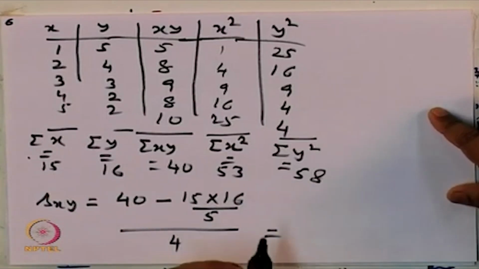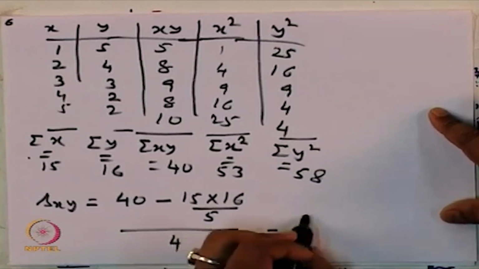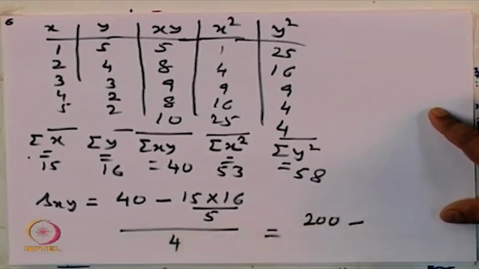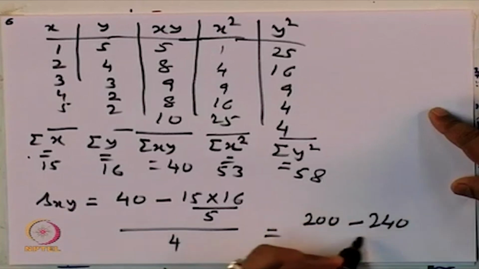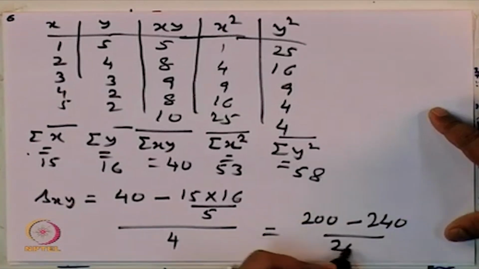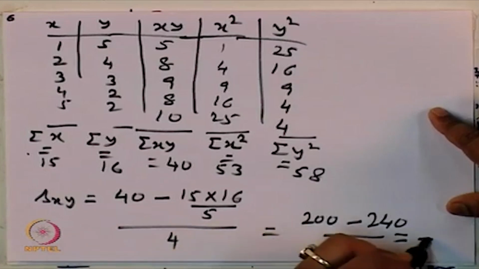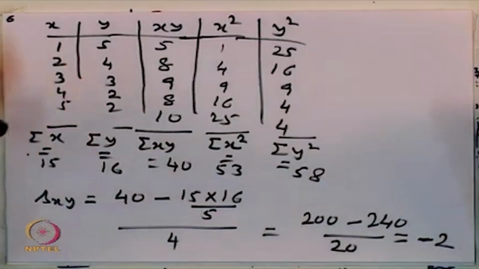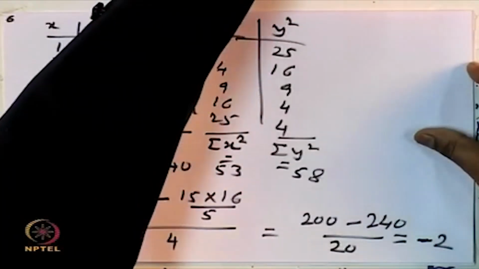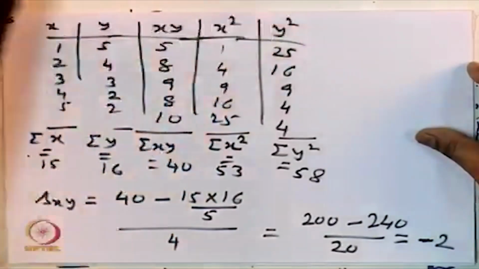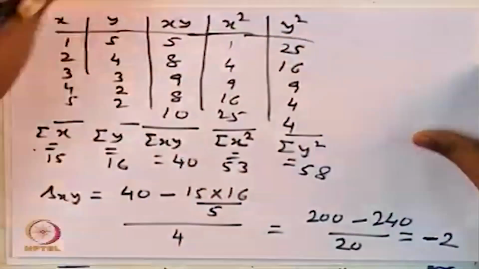Okay. So, you see a value. So, this I can simplify. 15 into 16 is 240, by 5 is 48, 40 minus 48 is minus 8, by 4, so s x y is giving me a value of minus 2. I can go on to calculate the value of s x.